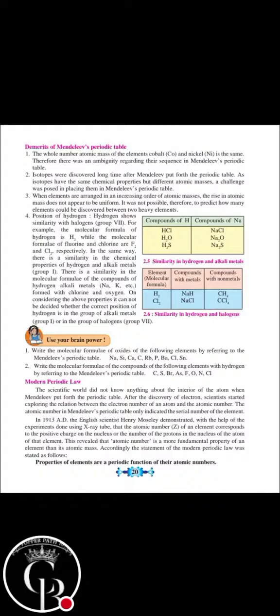Second, isotopes were discovered a long time after Mendeleev put forth the periodic table. A challenge was posed in placing isotopes in Mendeleev's periodic table. Isotopes have the same chemical properties with different atomic masses.